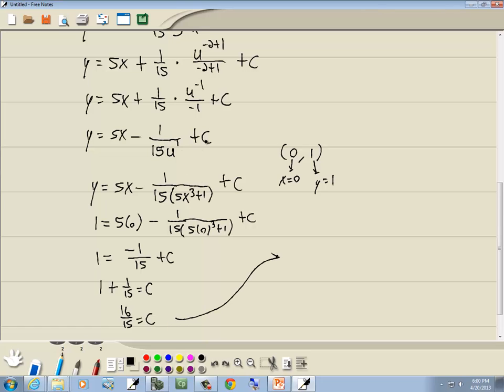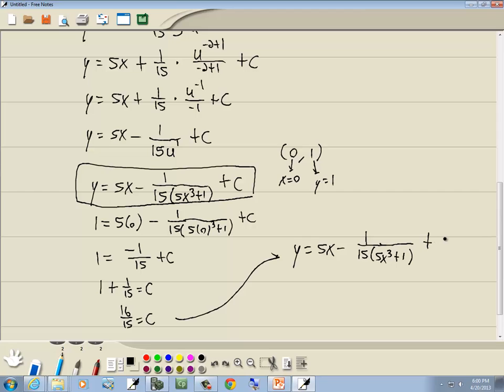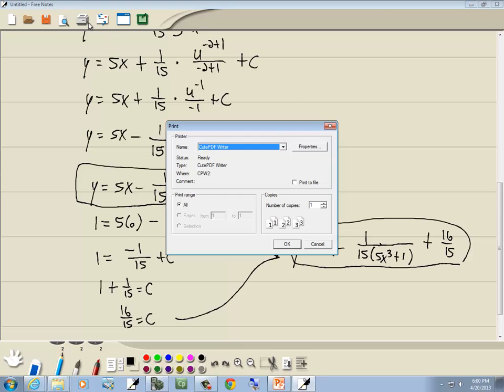Which means the equation we're working with, this one right here, since we now know what c is, becomes y is equal to 5x minus 1 over 15 times 5x to the third plus 1, plus c, which was 16/15. And that's our answer. Let me go ahead and save this.